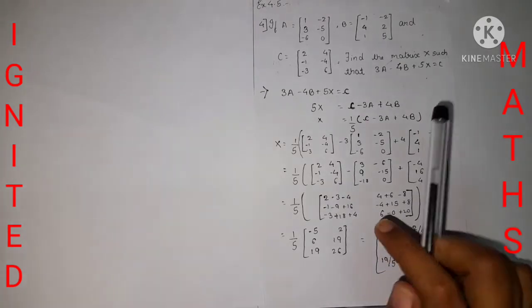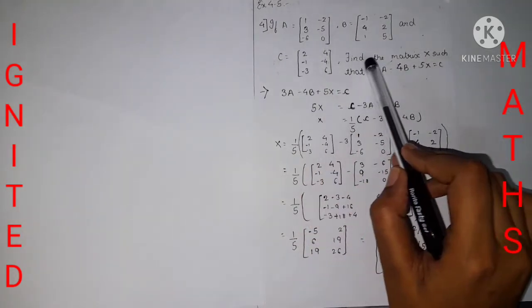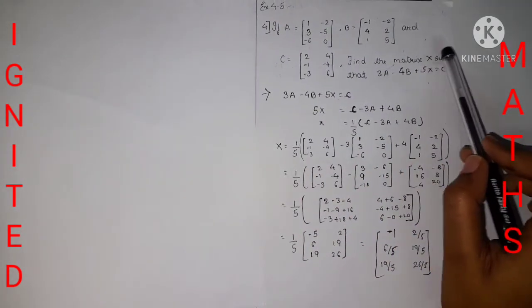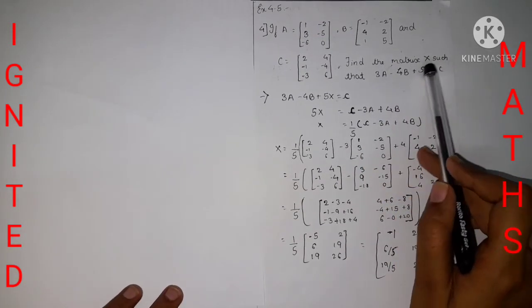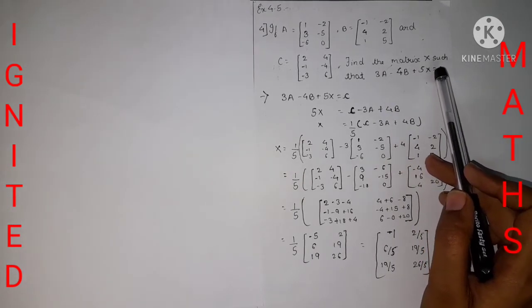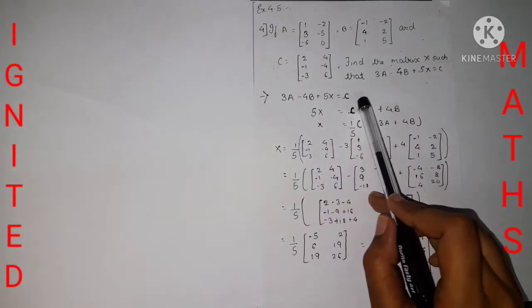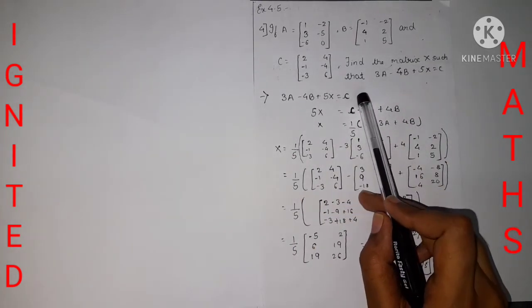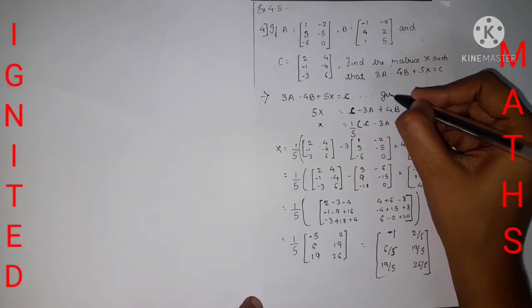Now three matrices are given, A, B and C, and we need to find the matrix X such that the given equation holds. Over here you can see the X term is there, we need to find it, but A, B and C are given, so we can find it very easily. Let's start. Now I have written the equation as the question is given. This is the given term.